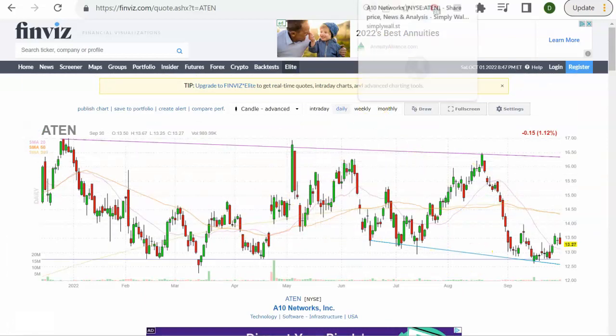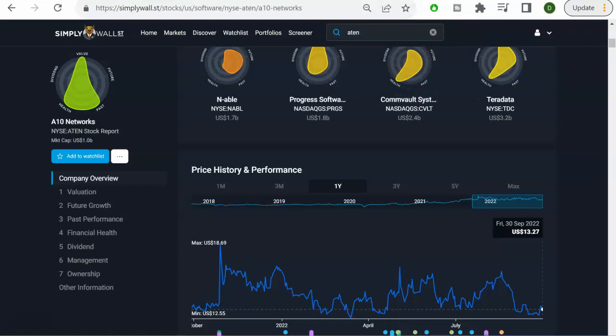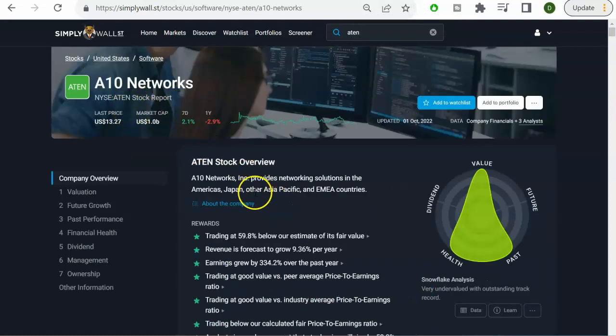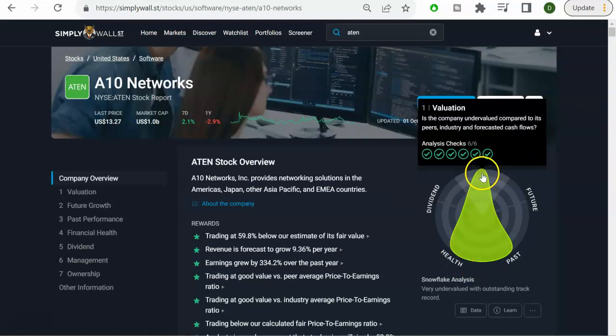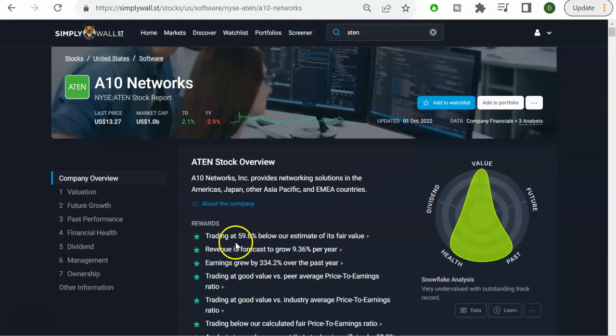Let's go into a little more detail on the fundamentals. A10 Networks is an international company. Japan, Asia, emerging market companies, network solutions. And this is a snowflake. To do snowflake analysis, you want the snowflake to be big and green. This company is healthy. The financial health of this company is all 6 out of 6. It's definitely undervalued, trading at nearly 60% below the estimate of fair value. We'll look at that in a minute.